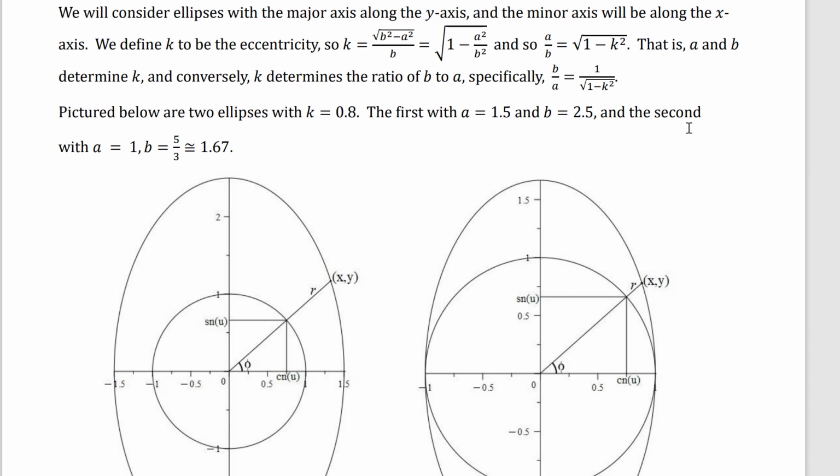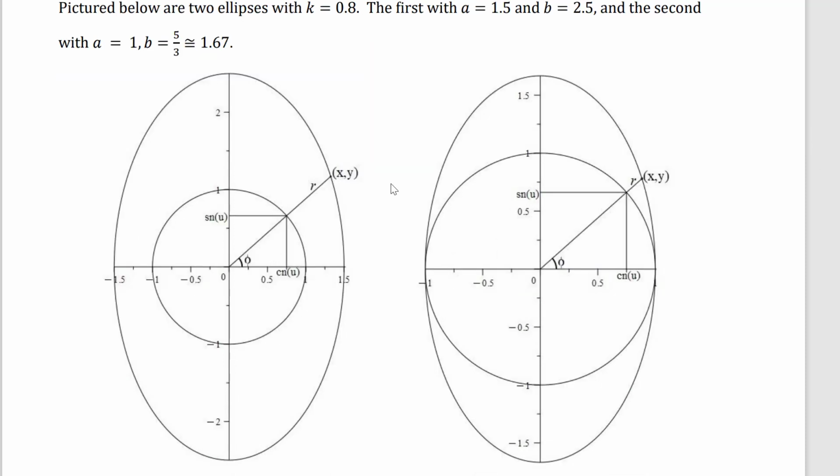and our k is the eccentricity of the ellipse, which will be the square root of the major axis squared minus the minor axis squared over the major axis, so for us, square root of b squared minus a squared over b. So if we know a and b, we can get k. And conversely, if we have a k, then we can get the ratio of b to a, or a to b. But b to a will be 1 over the square root of 1 minus k squared. So the eccentricity determines k, or conversely, k determines the eccentricity of the ellipse.